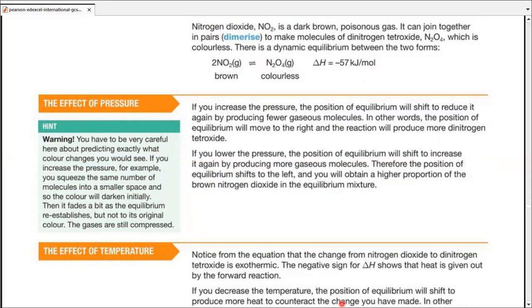Okay. So why? Let me clarify. The forward reaction is shown with a negative, so it's exothermic, and the reverse reaction must be endothermic then. Increasing the temperature would take it in the direction of the endothermic reaction. Decreasing the temperature takes it in favor of the exothermic reaction. So decreasing the temperature would shift the position of equilibrium towards the right, and increasing the temperature would shift the position of equilibrium towards the left. Make sense?